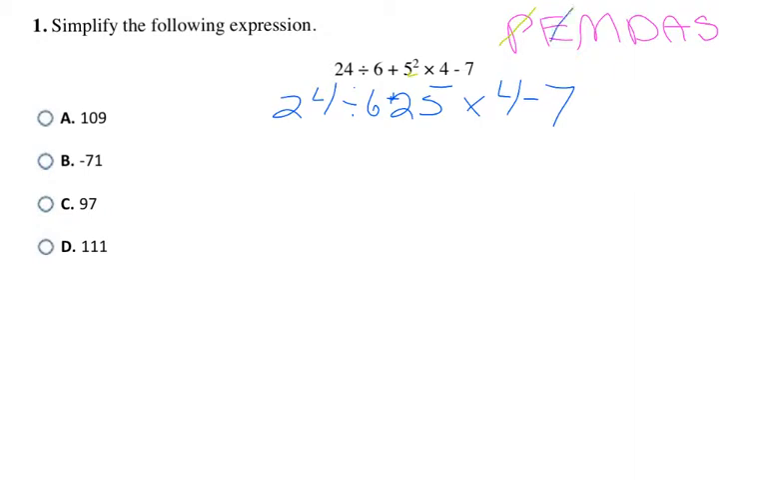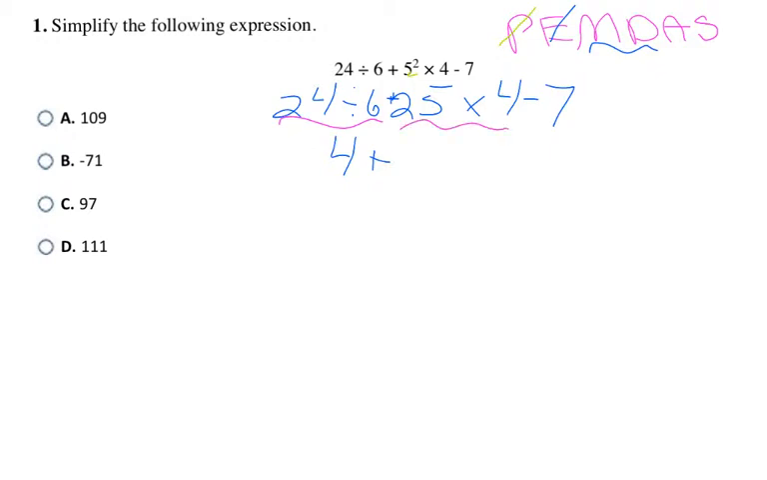And so I have my exponents done. Now I'm going to do multiplication and division left to right. Here I have 24 divided by 6, so that's going to be 4. And then I have a plus, and then I have 25 times 4.